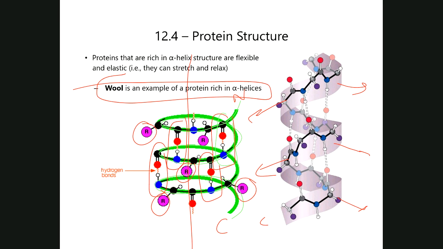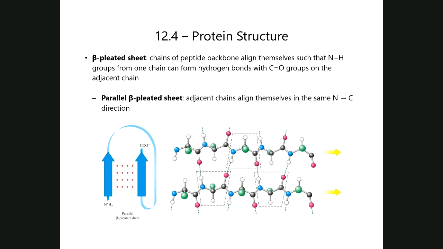Here's the beta pleated sheet, and there's two types, what we call parallel or anti-parallel. And what that means is the manner in which the strands that make up the sheet actually align themselves with each other. So the parallel typically happens, and let me just clarify, I gave the analogy of spaghetti, individual strands lining up next to each other. That's one possibility. We're going to talk about that when we talk about collagen in a slightly different context.